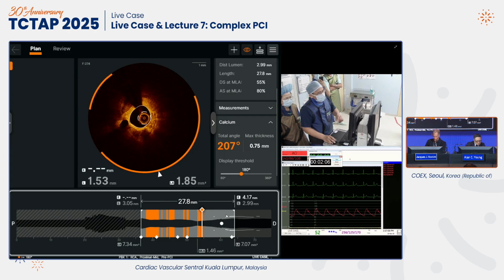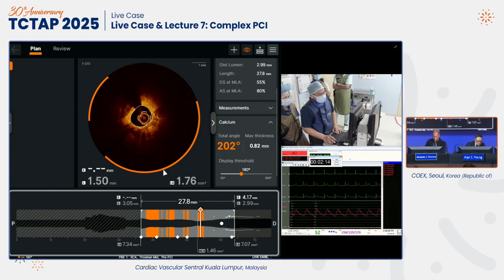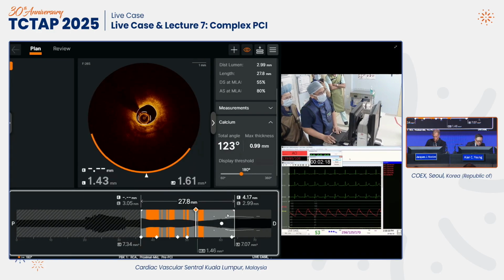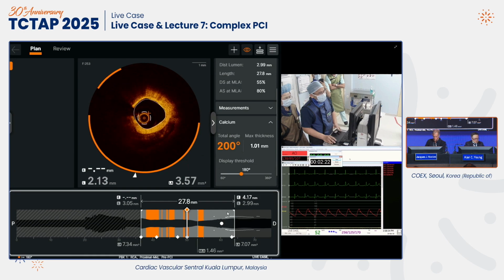You can see also the arc of the calcification, so the angle of calcium here is like 200 degrees, thickness is about 0.75. And this segment here is about 5 millimeters from the RV branch. You can see it's very tight stenosis here. MLA is very small. 10 millimeters from the RV branch, you can see a very thick calcification. Angle is about 220 degrees. Thickness is 1 millimeter, so it's a severe calcification.